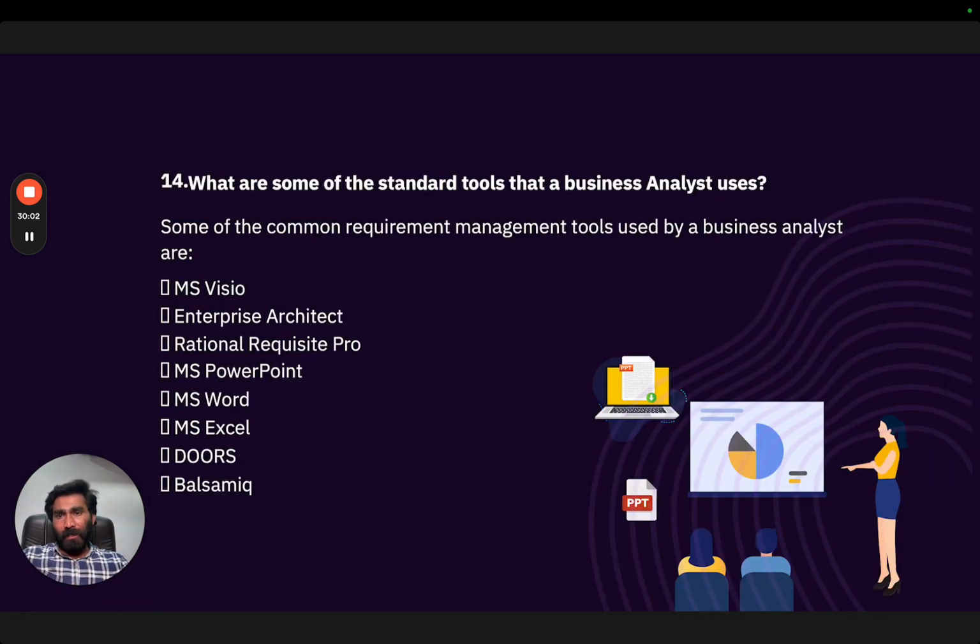Then question number 14, what are some of the standard tools that a business analyst uses? Some of the common ones which I have seen are MS Word, MS PowerPoint, MS Excel, DOORS, Balsamiq, Enterprise Architect, Rational RequisitePro, MS Visio. And apart from that, nowadays the business analyst role is asking for SQL, right? It is not a must-have requirement, but it is good to have. Then SQL, Power BI, Tableau, data visualization tools and all.